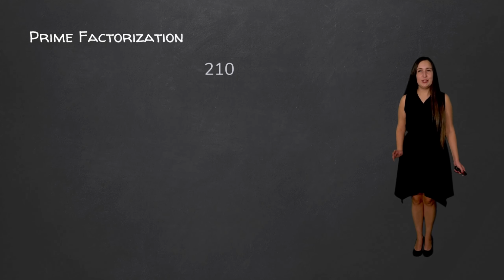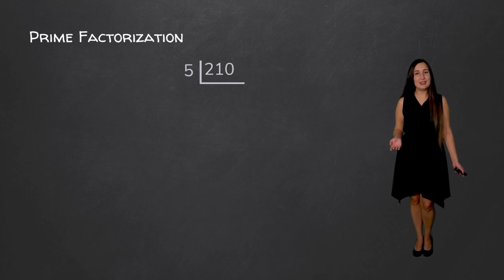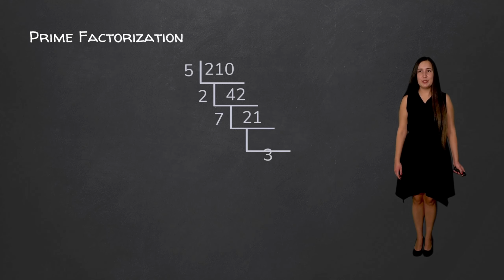Now let's take 210 and show that we could start off with a different prime number and still get the same answer. A different prime number we could have started off with is 5. 210 divided by 5 is equal to 42. Then we take 42 and divide it by another prime number, and a prime number that goes into 42 is 2. 42 divided by 2 is equal to 21. We take the 21 and divide it by a prime number, and we could divide it by 7. So 21 divided by 7 is equal to 3.